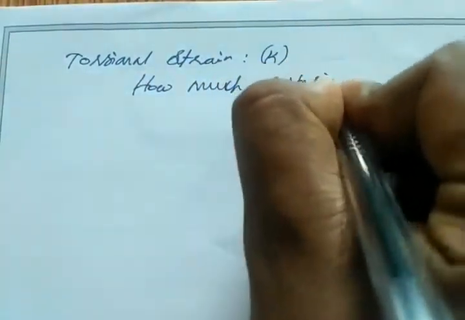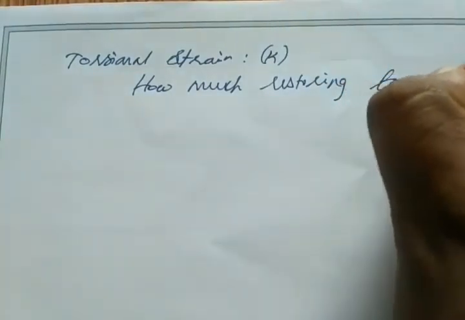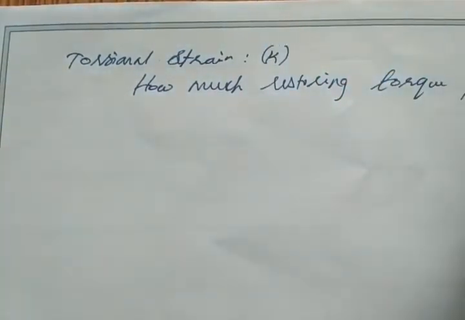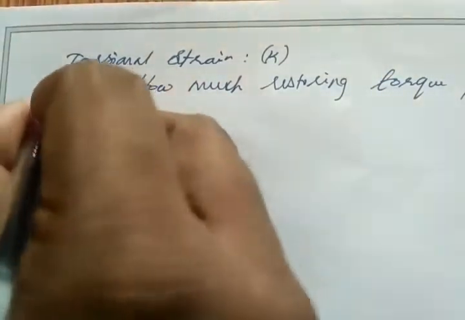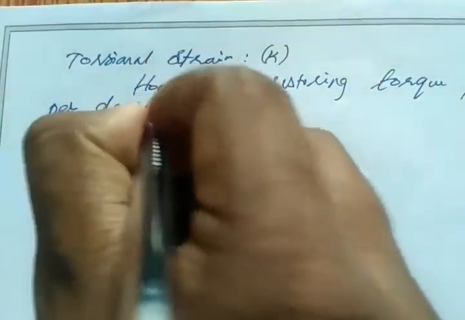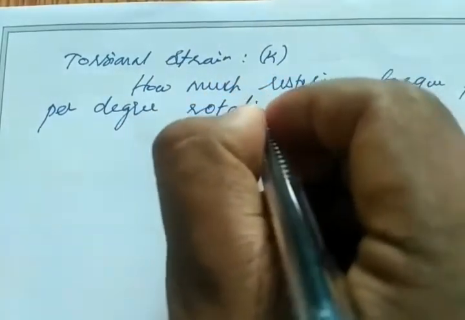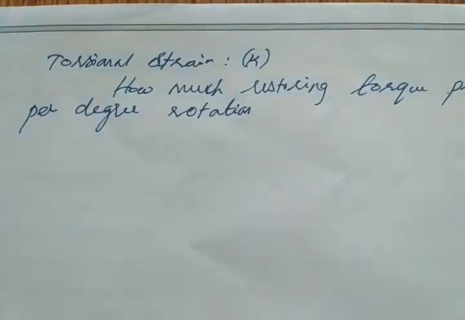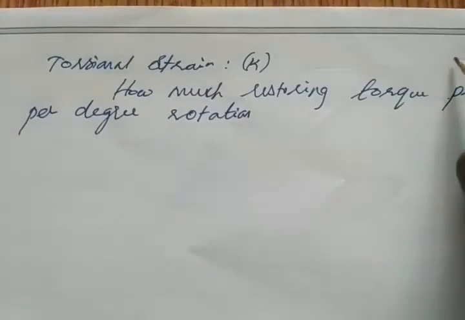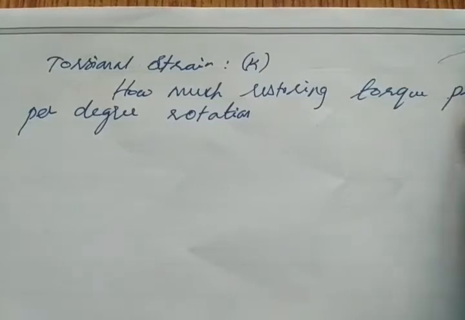Torsional constant means how much restoring torque is produced per degree rotation. In that galvanometer, per degree rotation, this is 0, this is 1. The pointer starts to move from here to there. How much torque is produced? That is defined by the torsional constant. How much restoring torque is produced per degree rotation.